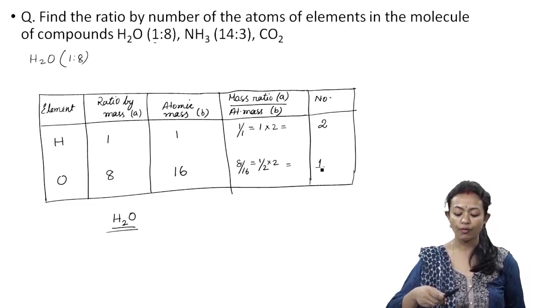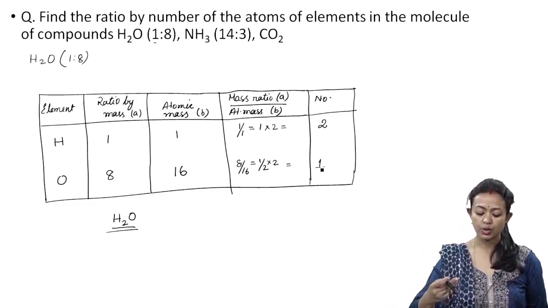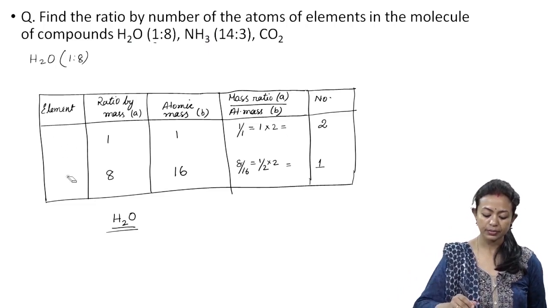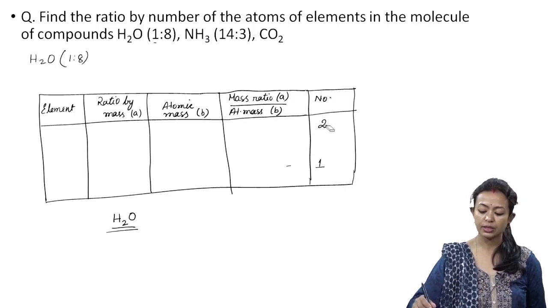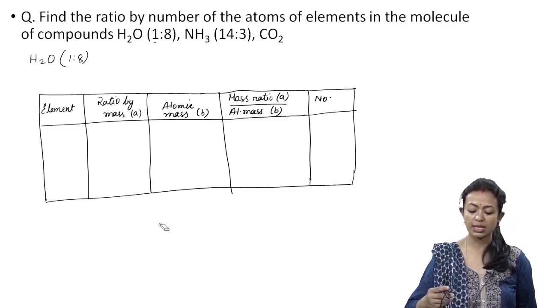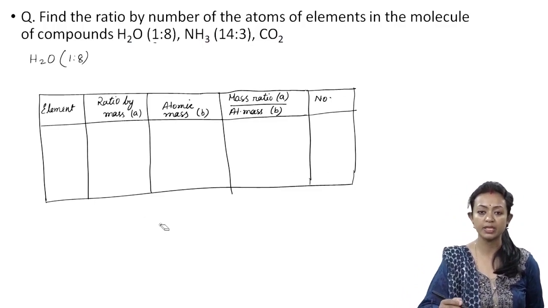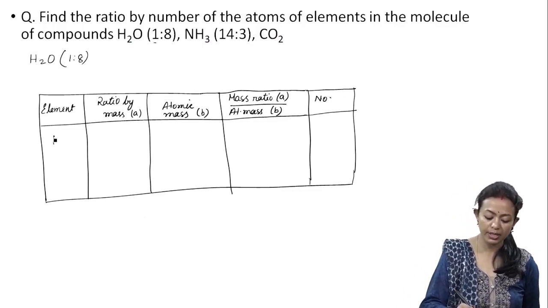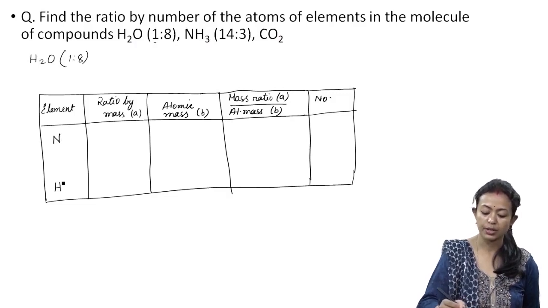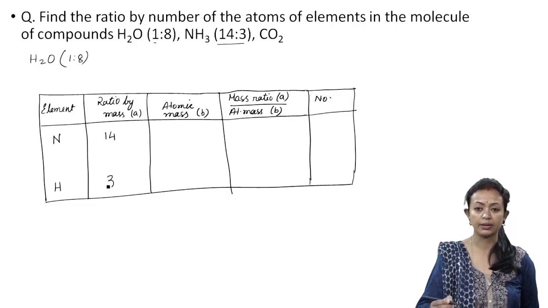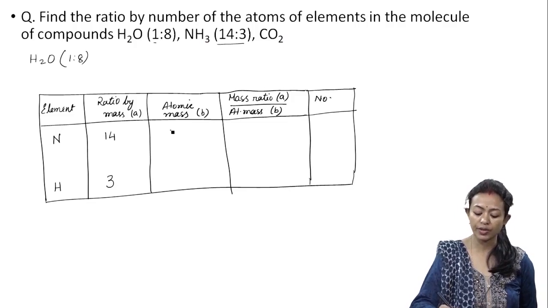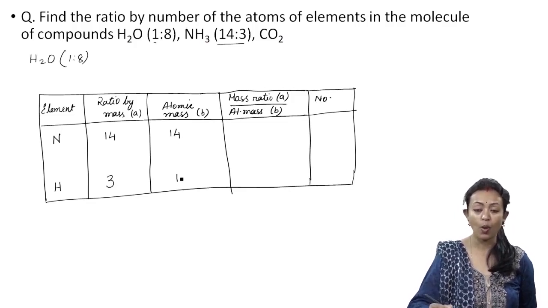Let's do the next one, of nitrogen and hydrogen. Let me continue with the same table. I don't need to make the table again. We will just fill in the ratios and the elements. Let us see what is the ratio by number of atoms of the elements between nitrogen and hydrogen. What are the elements? We have now nitrogen and hydrogen. What is the ratio given? For nitrogen it is 14 and for hydrogen it is 3. The atomic mass of nitrogen is already known to be 14, whereas for hydrogen it is 1.